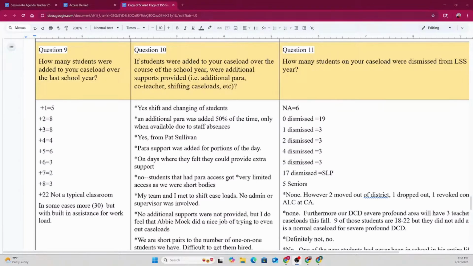So having 22 added, that's not a huge deal. That's not something that should be alarming. And then again, in some cases, more, but with built-in assistance for workload. Question number 10, if students were added to your caseload over the course of the school year, were additional supports provided, like an additional para, a co-teacher, shifts in caseload, et cetera.